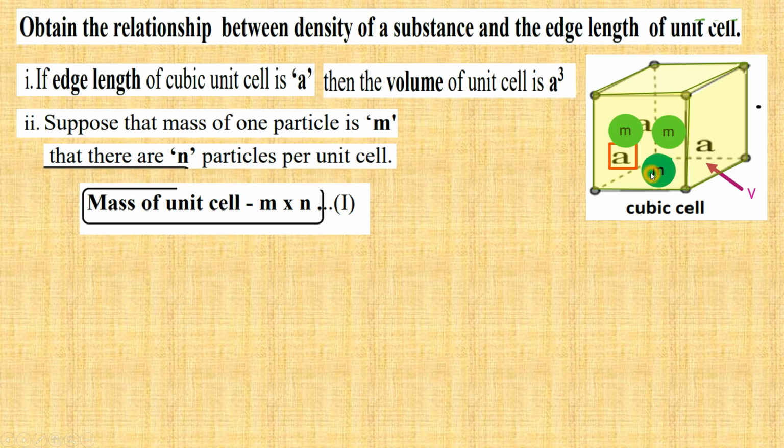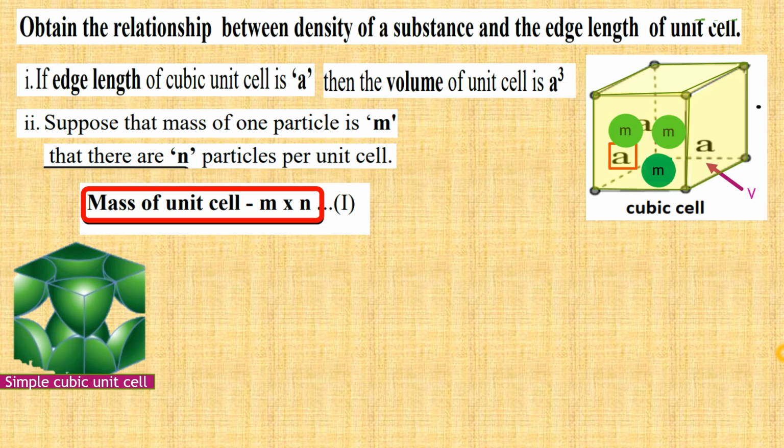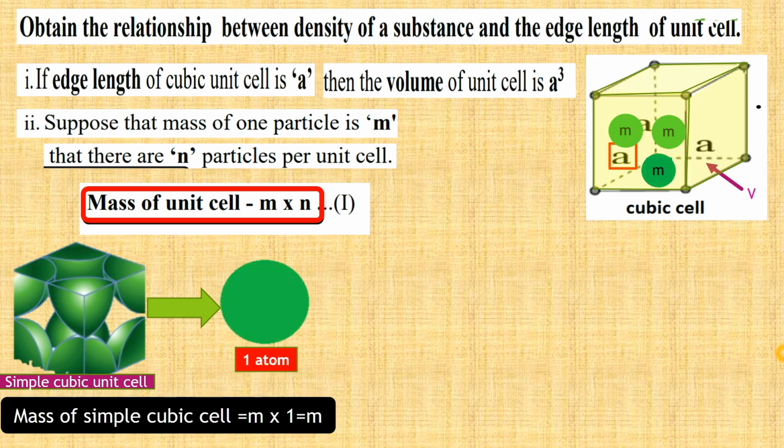The mass of one particle into the number of particles. That is written here: mass into number of particles. So m into n will give the mass of that unit cell. Next, if I give one example, suppose it is a simple cubic unit cell, there will be one atom. So what is one atom's mass? m. One particle only, therefore m into 1 is equal to m, the mass of this unit cell.